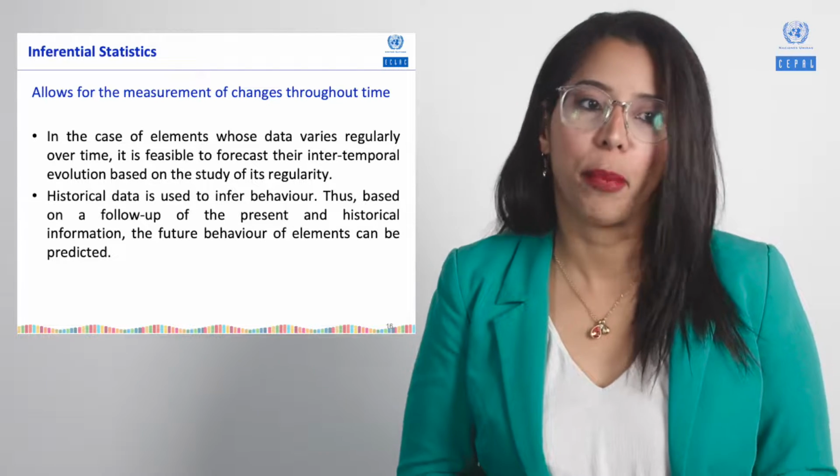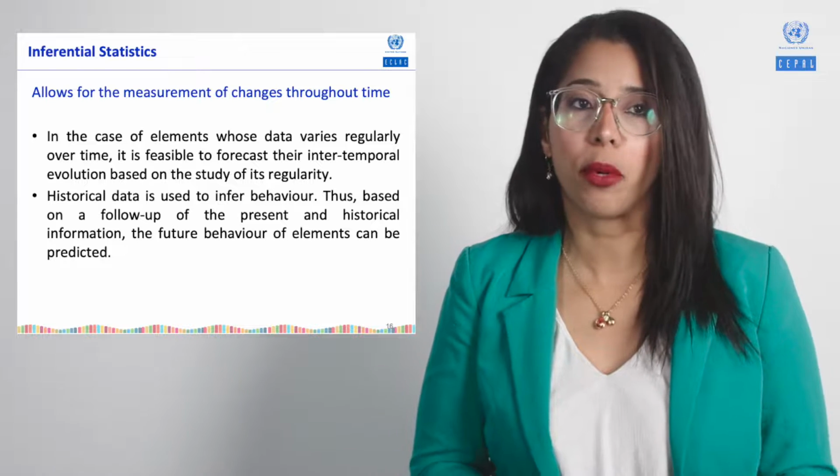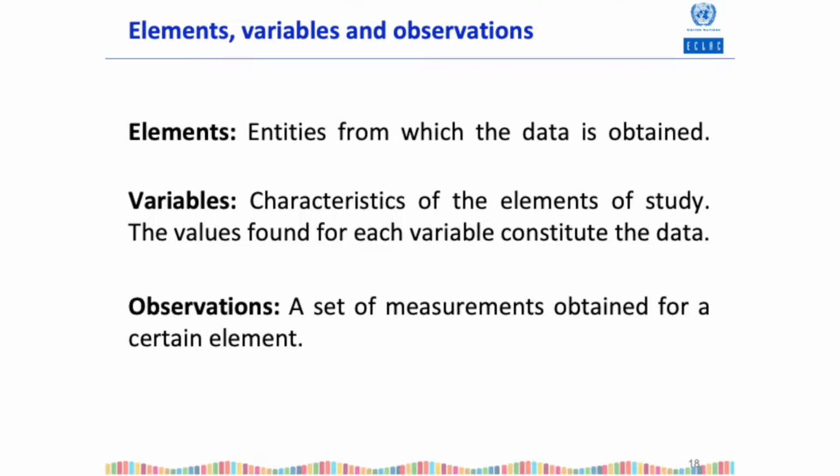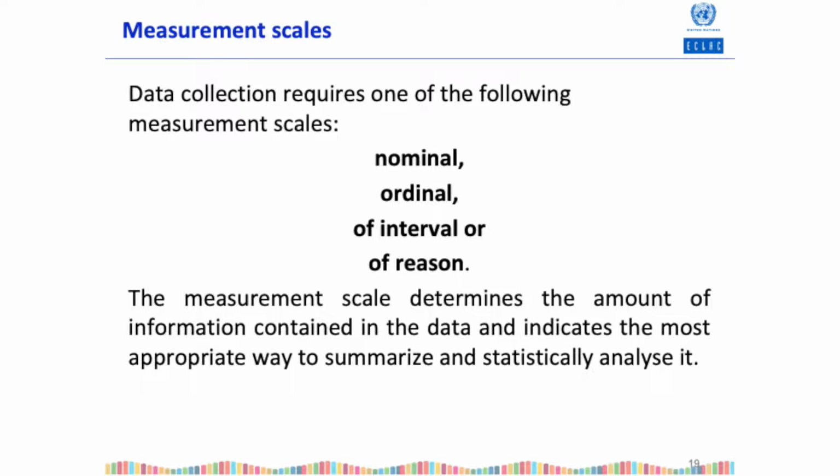Okay, let's go to the second point of the presentation, which is the variables, data, and qualitative and quantitative measurements. Let's talk about elements, variables, and observations. The elements are the entities from which the data is obtained. Variables are the characteristics of the elements of study, and then an observation is a set of measurements for a certain element.